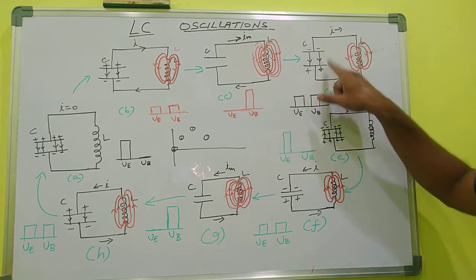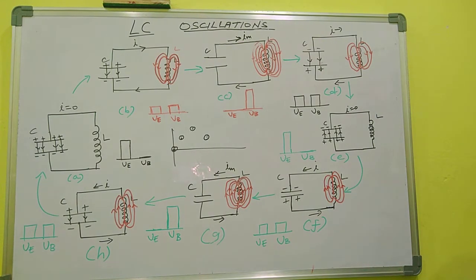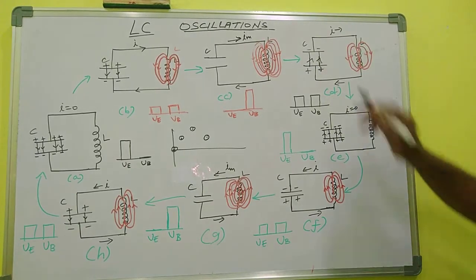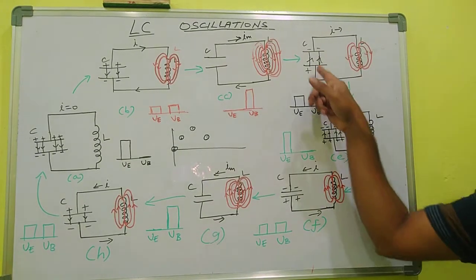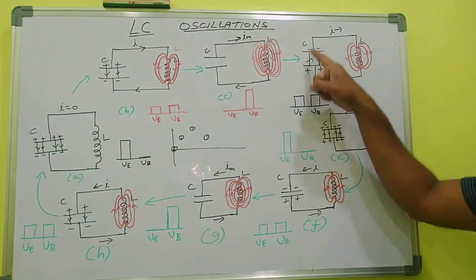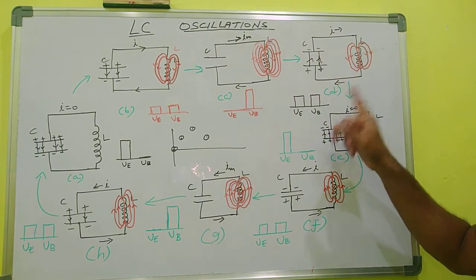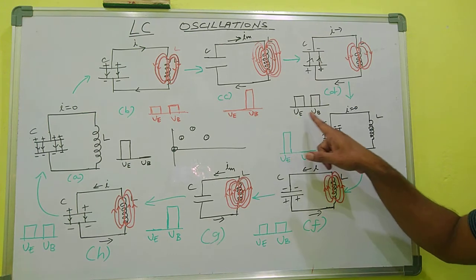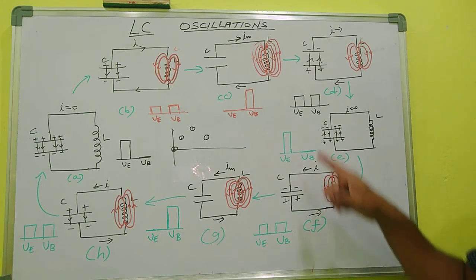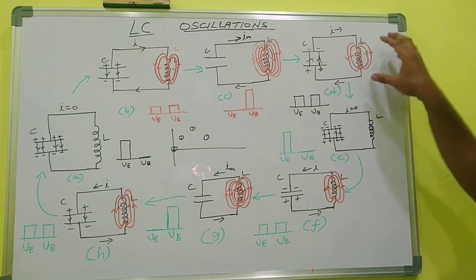Look at the direction here. Here plus minus, here plus minus. So the capacitor begins to charge in the opposite direction. So in this case there is electrical energy as well as magnetic energy. The energy is split. So the total energy is equal to the sum of the electrical energy as well as the magnetic potential energy. Both energies are present in this case.